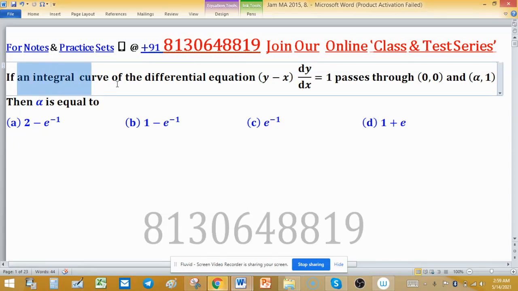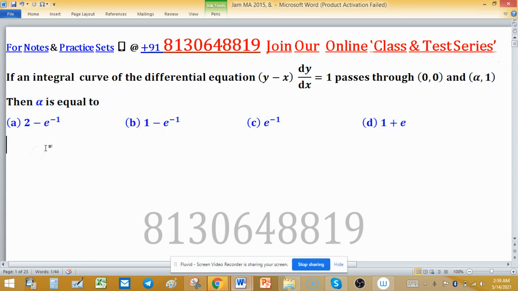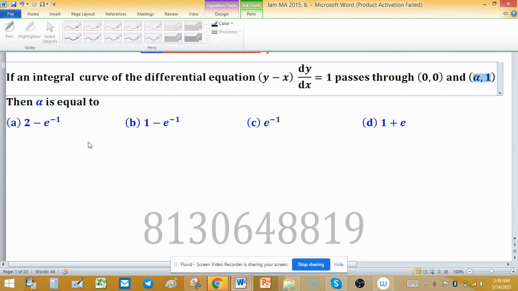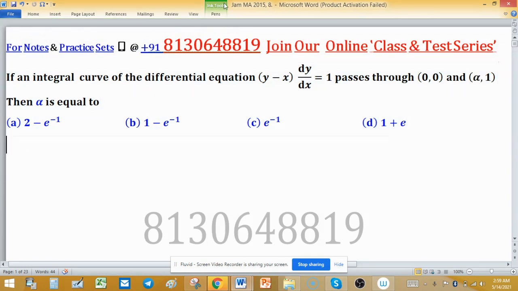If an integral curve of the differential equation y minus x dy over dx equals 1 passes through the origin (0, 0) and (alpha, 1), then alpha is equal to... We have to find the value of alpha which is used in this coordinate (x, y). So to find the value of alpha, first we need to solve the differential equation y minus x dy over dx equals 1.